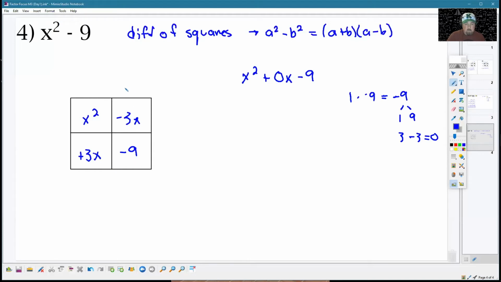Common factor, we're going to get -3 here. We're going to get x right here, because there's nothing in common with the coefficients, but they do have an x. Same thing here, nothing with the coefficients, just an x. And right here, we're going to get a +3. Double check to make sure it multiplies out, and it does. So we get x plus 3, x minus 3.